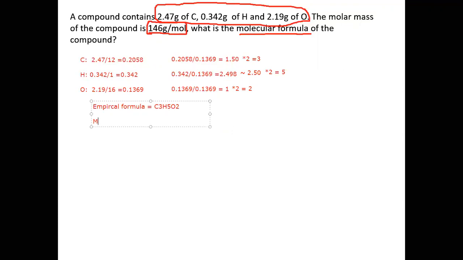And so we find its molar mass of the empirical formula. It would be 3 times 12, 5 times 1 plus 2 times 16. So you take the number of each element, multiply by its molar mass, and you get the molar mass of the empirical formula. So now we have the molar mass of the empirical formula.